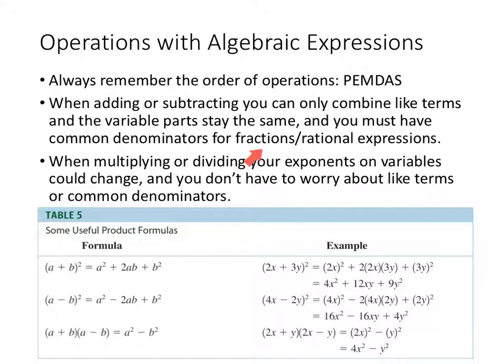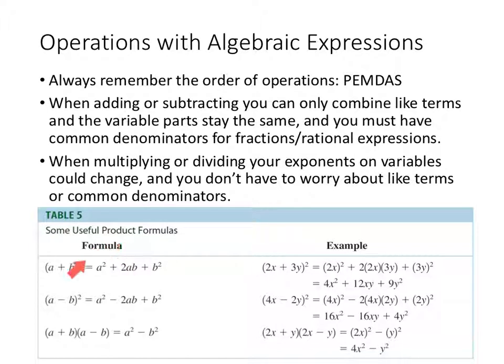When you're adding or subtracting fractions or rational expressions, you have to have common denominators before you can combine. So addition and subtraction, a little more restricted. You got to be same stuff for add and subtract, and that's why we teach little kids that first. When you multiply or divide, it's a little more sophisticated process. Your exponents on variables could change. You don't have to worry about like terms with common denominators and things like that. So adding and subtracting, we look for sameness in order to combine. Multiplying and dividing, it's not necessary.